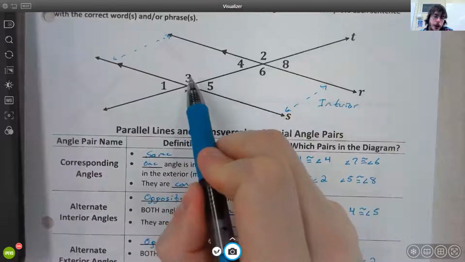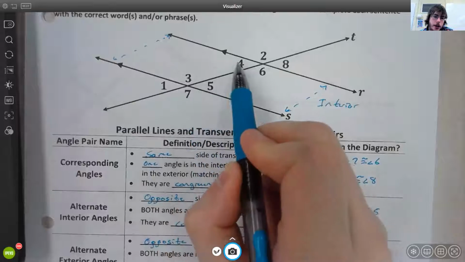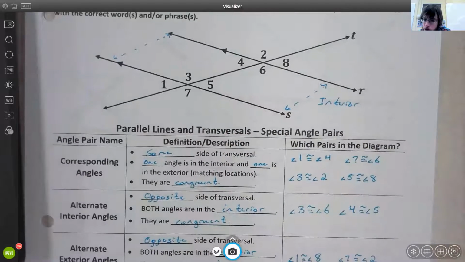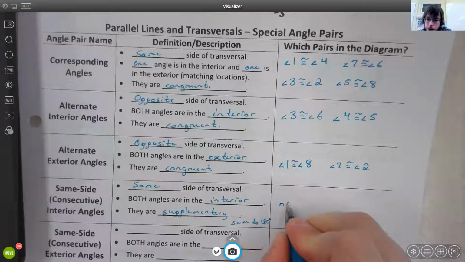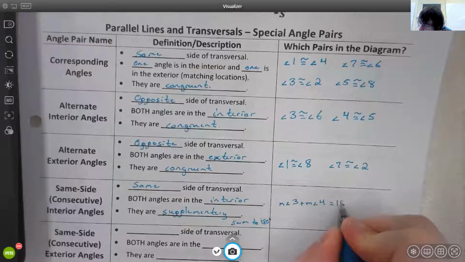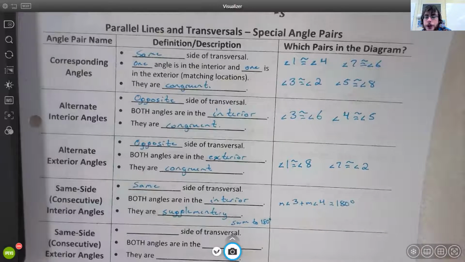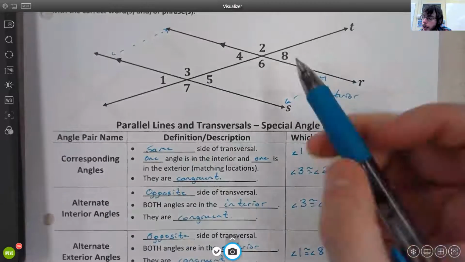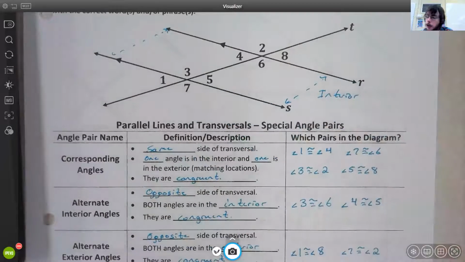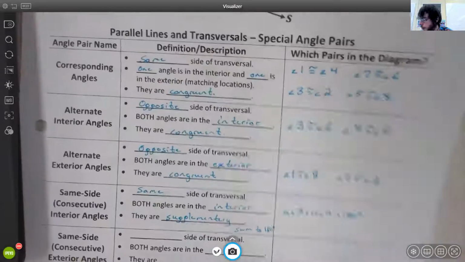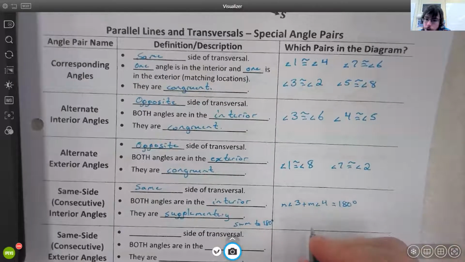They have to go across the intersections. So if we look at angle 3, we can see on the same side, also in the interior, it has to be angle 4. So the measure of angle 3 plus the measure of angle 4 is equal to 180. You can just write 3 and 4. I'm just writing it out like I normally do. And then you can see 5 and 6 are also same side interior angles.